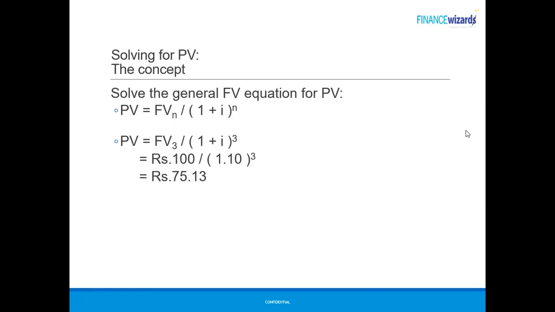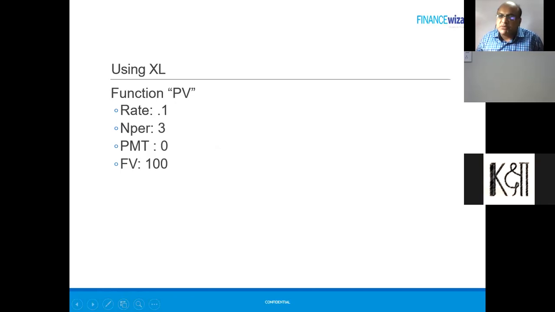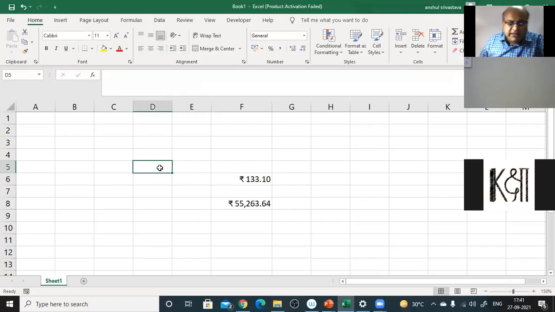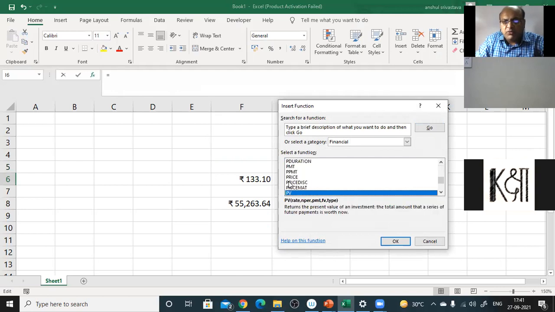Make sense? Now, how do we do it with the spreadsheet? Like there is a formula for future value, there is a spreadsheet formula for present value, and how do we use it? Come to the Excel sheet. Earlier we used the formula of future value. Now we are going to use the formula of present value.